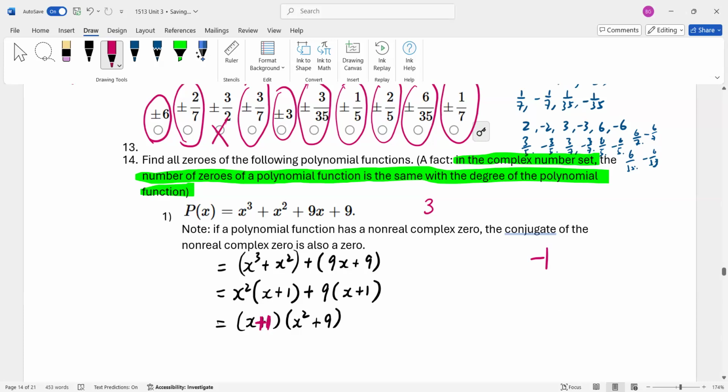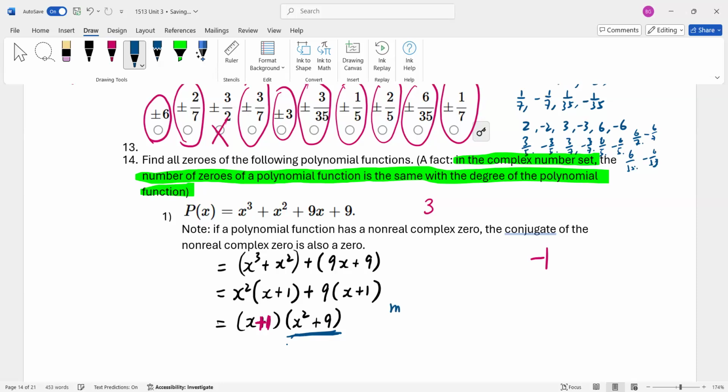And then we have 3. We need to find all 3 zeros, because the degree is 3, right? Now we only have one. What about the other 2? So in order to find the other 2 zeros for the polynomial function, we can try to make this part, this binomial, a 0.